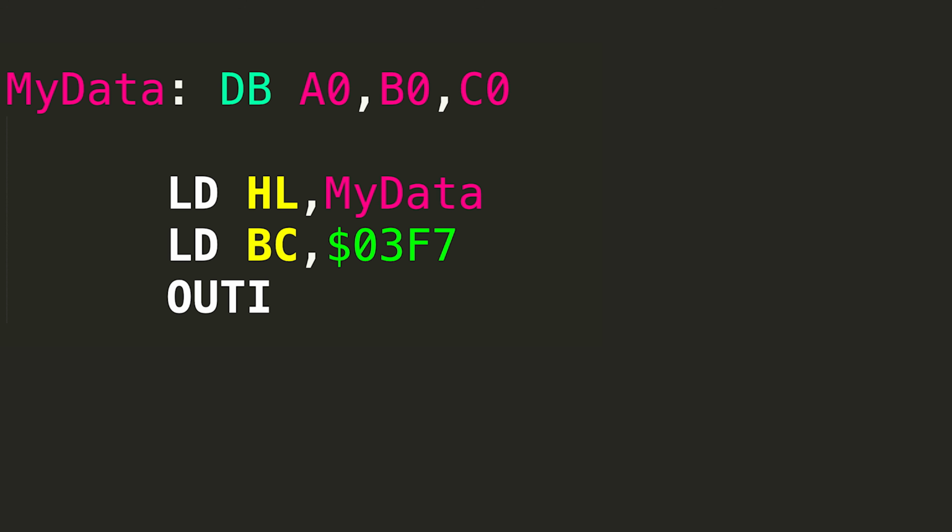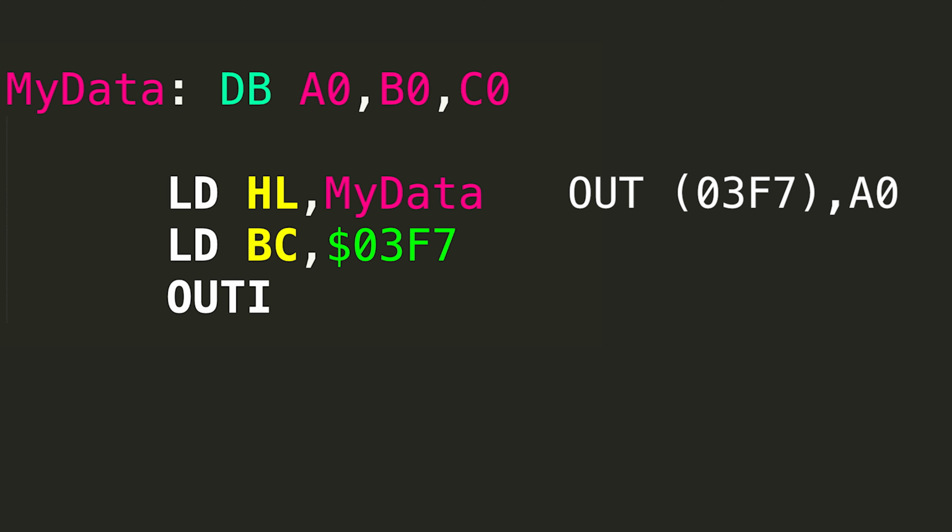Say we have this code. It will read the data pointed to by HL, which is the first byte in my data, A0, and it will do an OUT (C) with it. That means BC goes on the address bus, 03F7, and A0 goes on the data bus. Then it will decrement B.